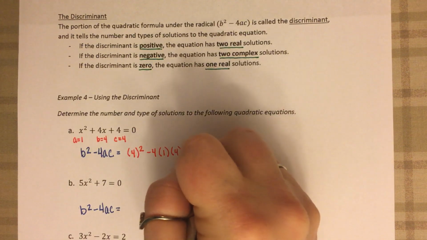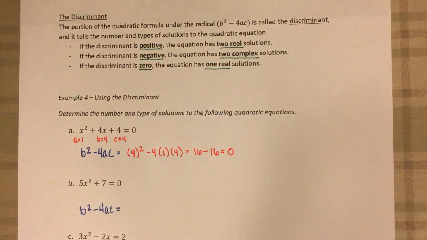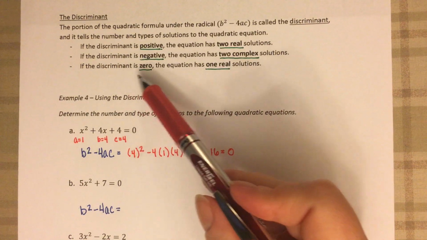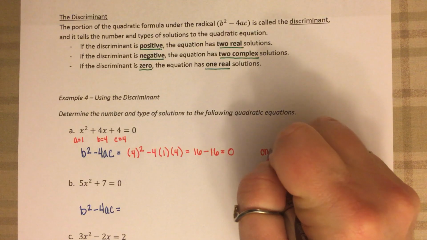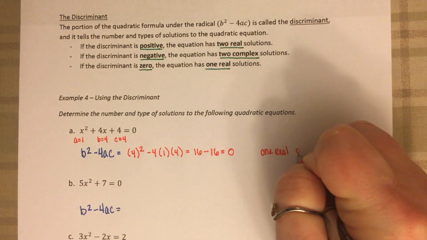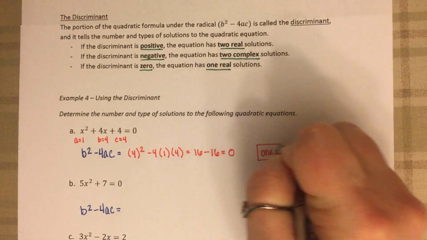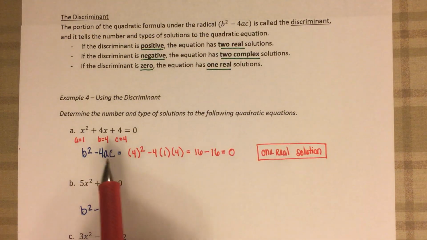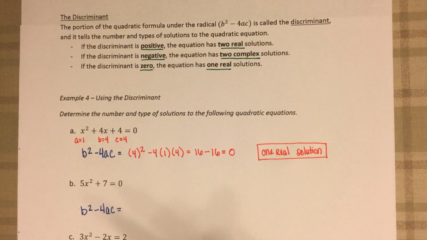Now if we do the arithmetic, 4 squared is 16. 4 times 1 times 4 is also 16. 16 minus 16 gives us 0. Looking up here, if our discriminant is 0, the equation has one real solution. So our answer for this problem is that this quadratic equation would have one real solution. If we were to try to factor this, it does factor. It factors into x plus 2 times x plus 2. Both of those give us a solution of x equal to negative 2, which is our one real solution that we would get.